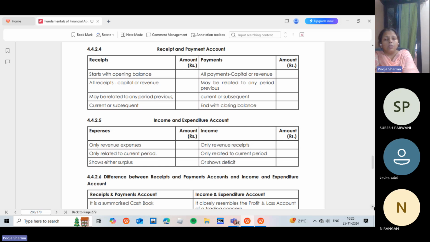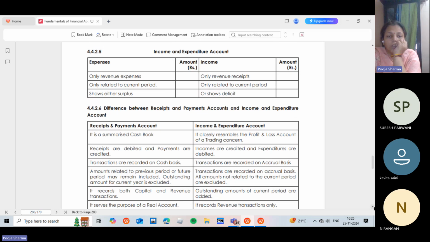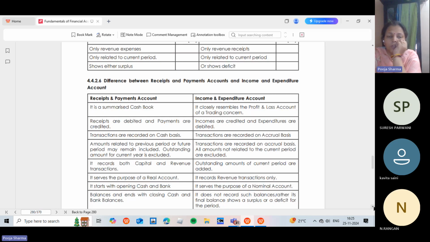Tomorrow we will do some adjustments regarding subscription, how to prepare the subscription account and their adjustment, with the help of some examples. In an income and expenditure account, on the expenses side or debit side, all the expenses of revenue nature relate only to the current period. So if expenses are lower, then we have a surplus. Same on the credit side or income side, revenue receipts of non-recurring nature or short-term period relating to the current period. Otherwise we will have a deficiency, which will be deducted from the capital fund. We have given the basic difference. I have already told you when we read about it.